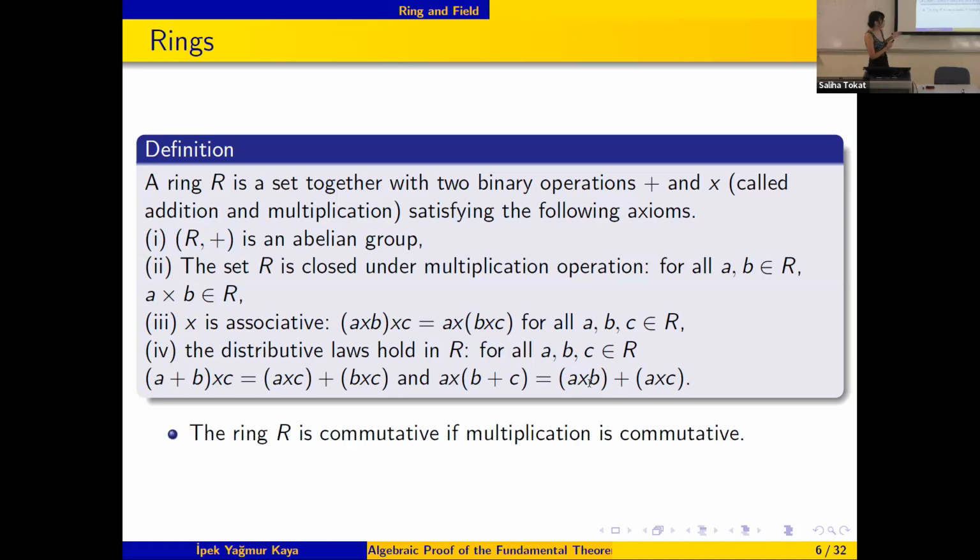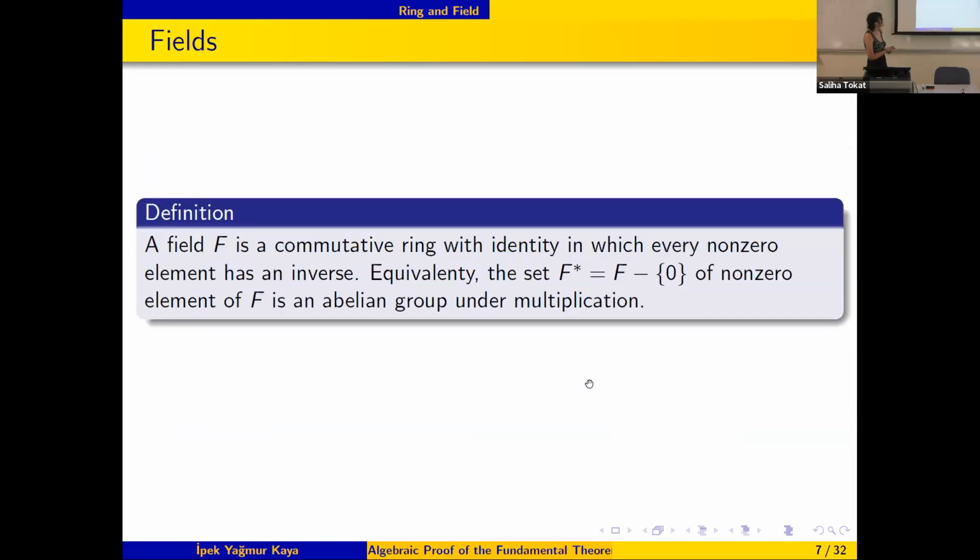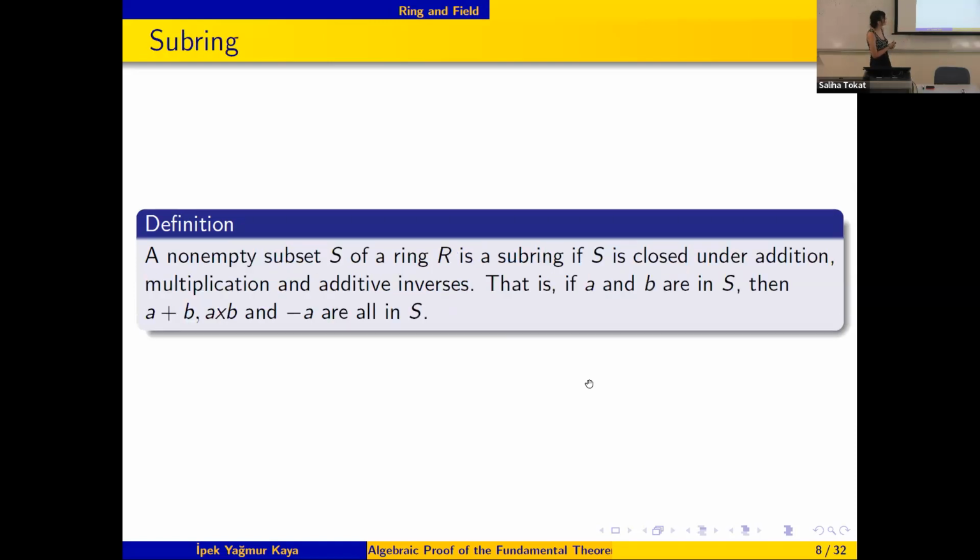And we call the ring commutative if the multiplication is commutative. The field. A field F is a commutative ring with identity in which every non-zero element has an inverse. Equivalently, the set F star, which is F minus 0, the non-zero elements of F, is an abelian group under multiplication.